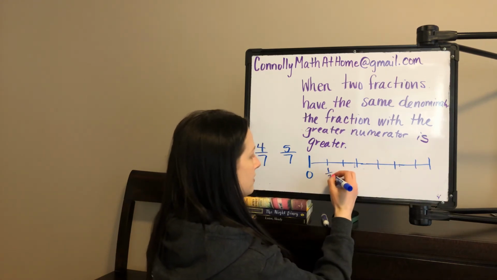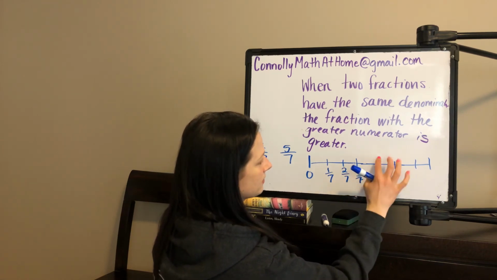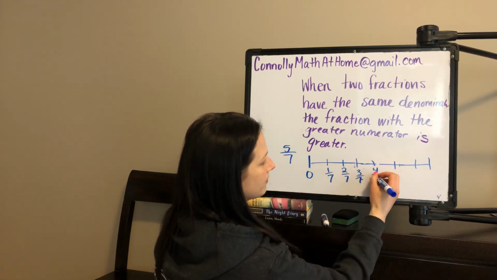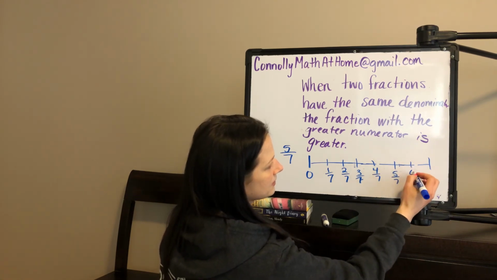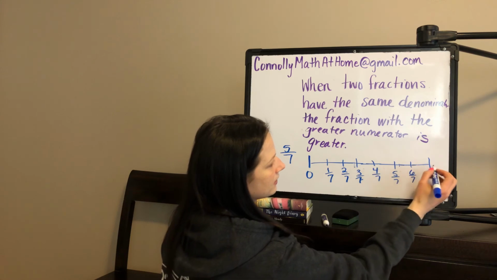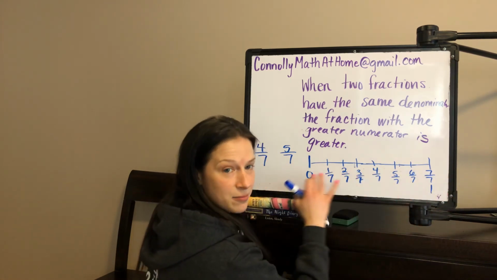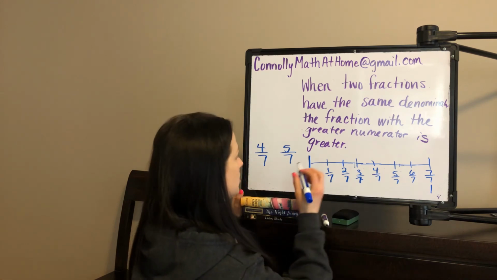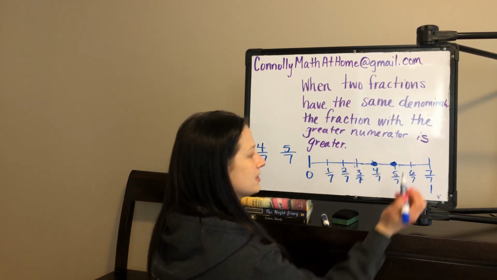Okay, so 1/7, 2/7, 3/7. I don't like how far away that one is. 4/7, 5/7, 6/7, 7/7 as a whole. We're comparing on the same size whole because I'm doing it in the same representation. 4/7 is here, 5/7 is here.